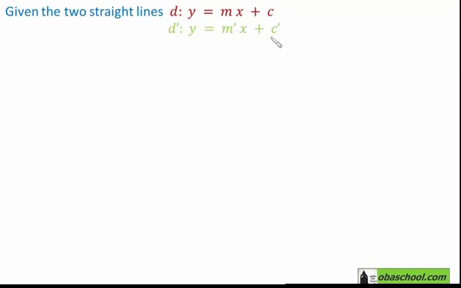I have to determine the gradient for these two straight lines, and as we know, the gradient is the coefficient of x as shown here. So the gradient of D is the coefficient of x, which is m, and the gradient of D prime is m prime.